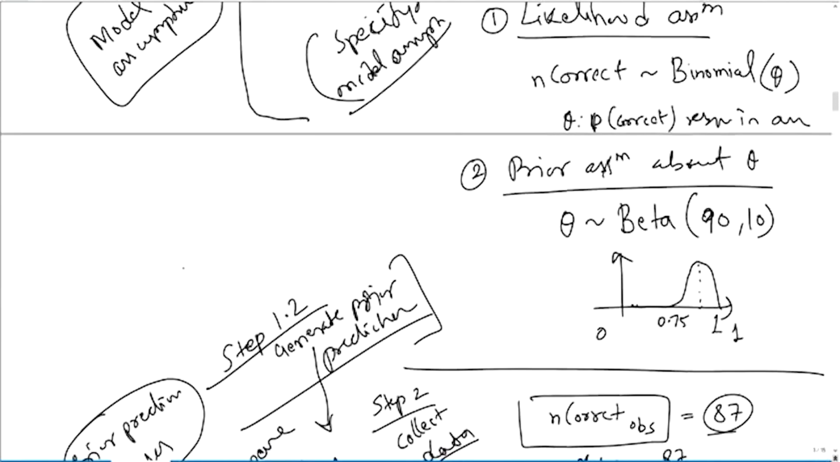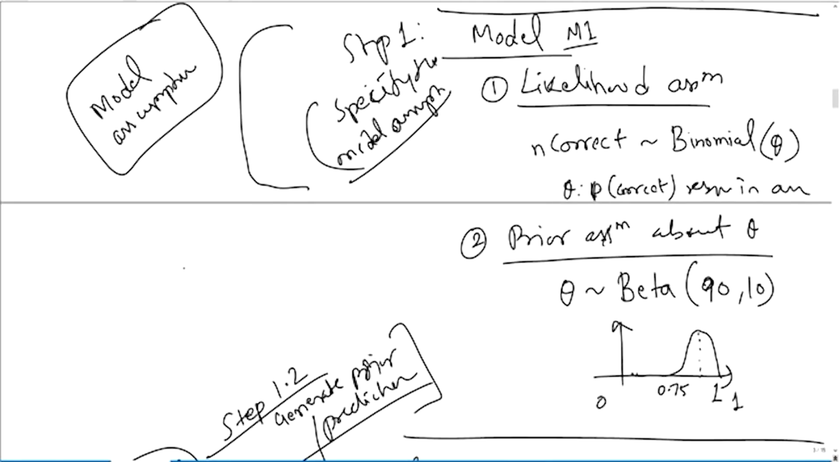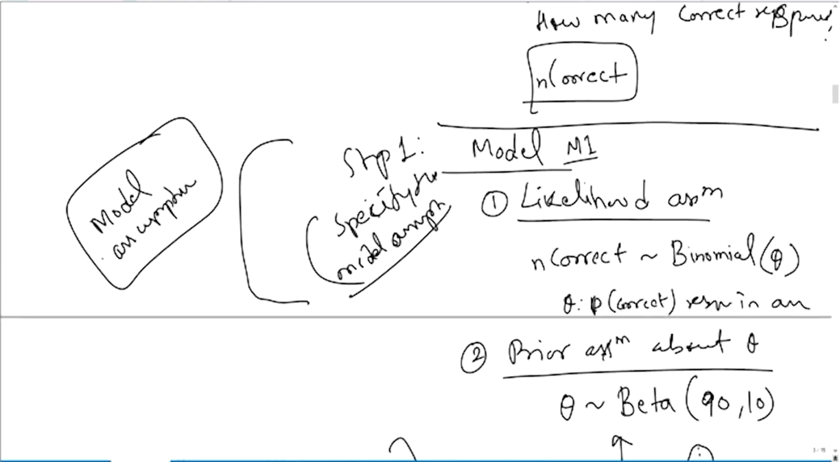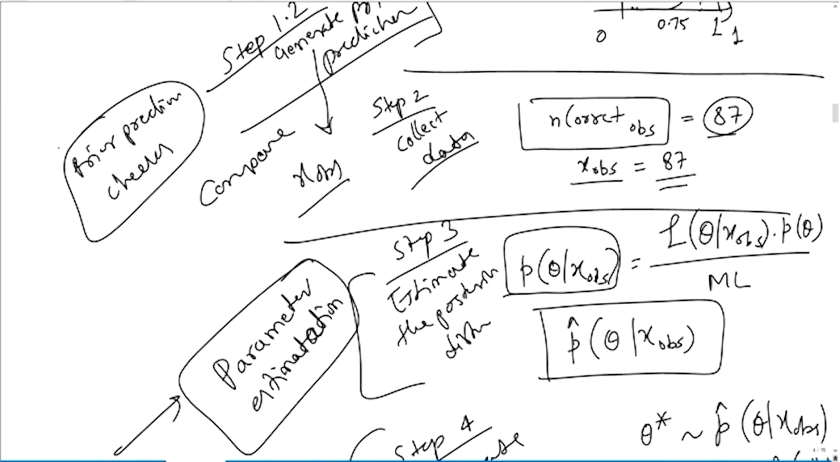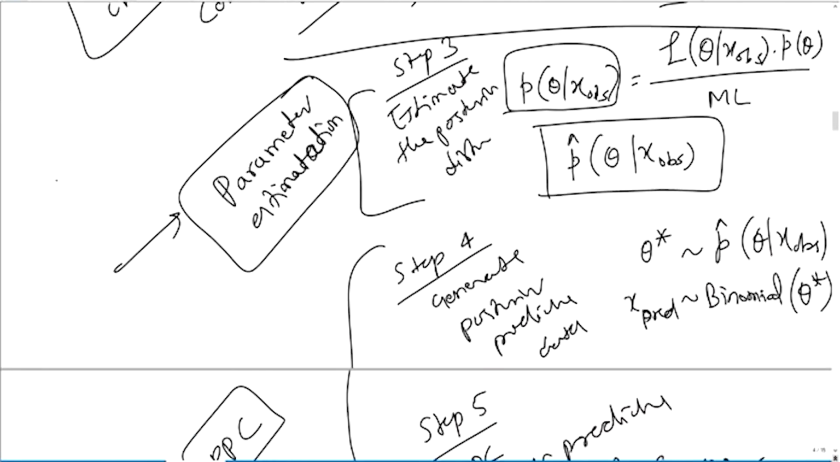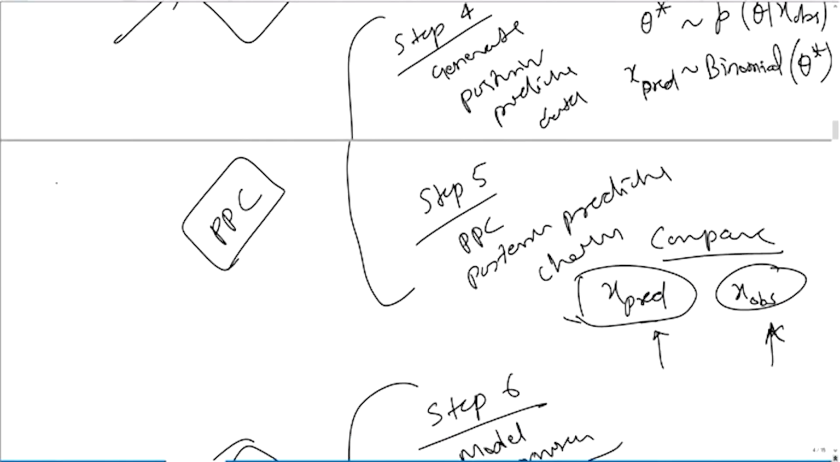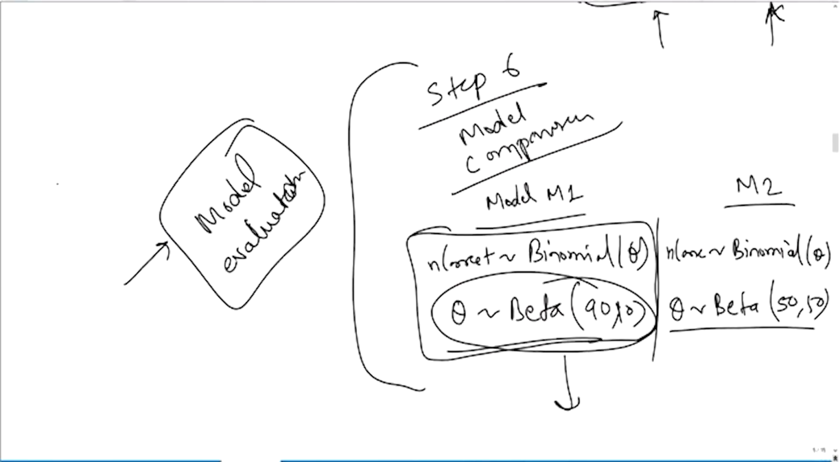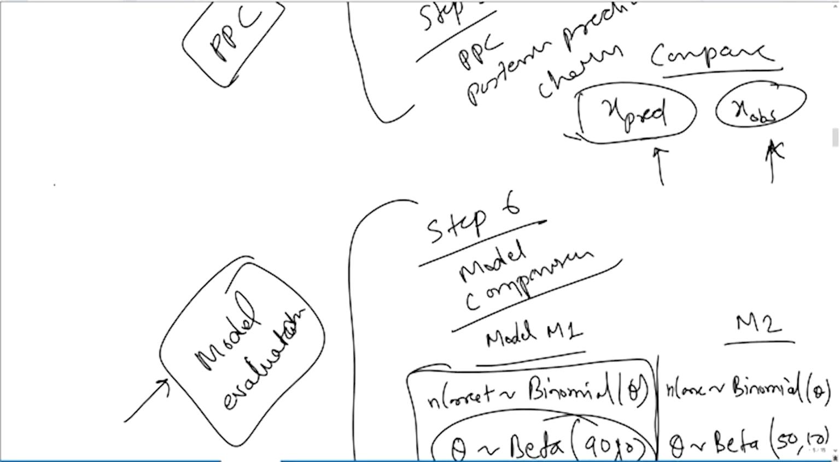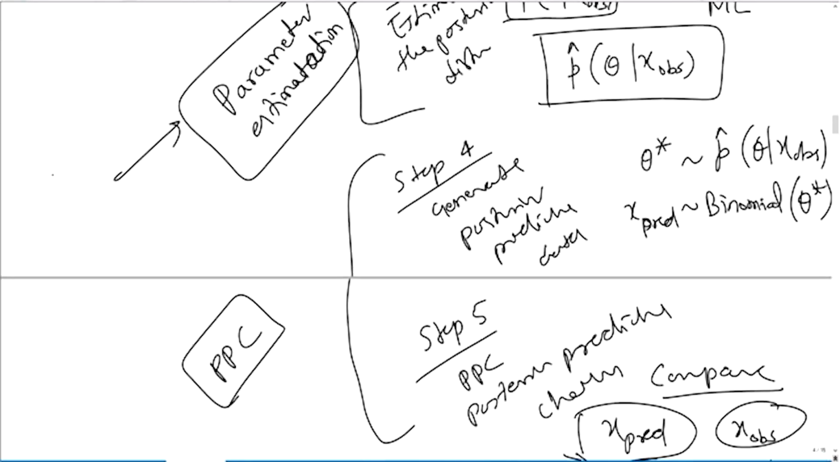But this is the workflow that you should keep in mind, and you should implement it every time. Even if you are working on a simpler problem, you should have this workflow in mind. First, you should clearly specify what are your likelihood assumptions and prior assumptions. Then you should check the prior predictive distribution. Then you should estimate model parameters. Then you should do posterior predictive checks, and then you should evaluate your model against a competing model. Okay. So, that is the whole workflow.